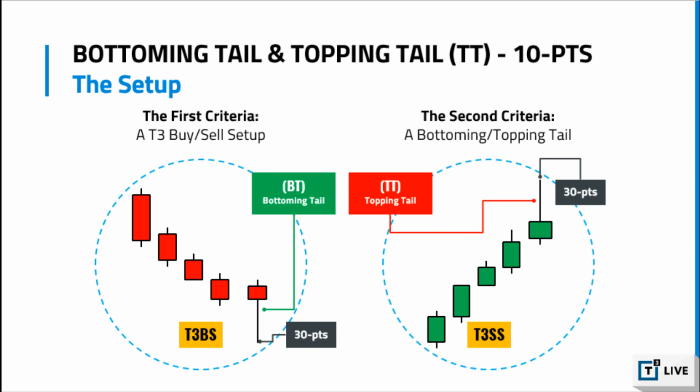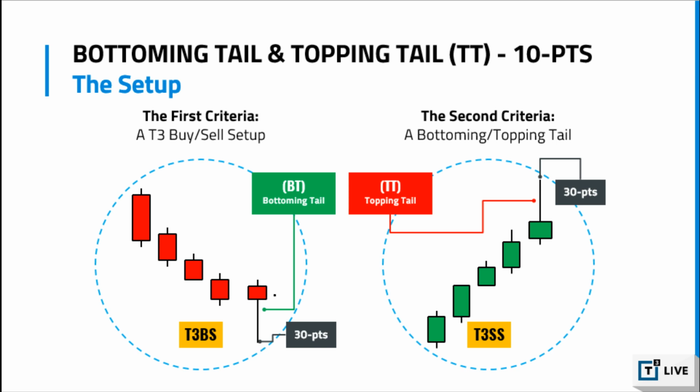Okay. So now, having said that, not all bottoming tails and topping tails are created equal. The best bottoming tails are the ones that are called range expansion, meaning the range of the tail, the bar from top to bottom, is much bigger than the average bar. Those are the best bottoming tails, because how does a bottoming tail form?